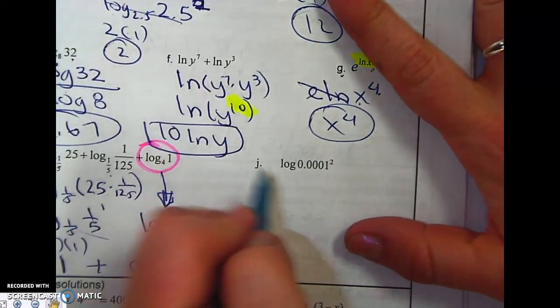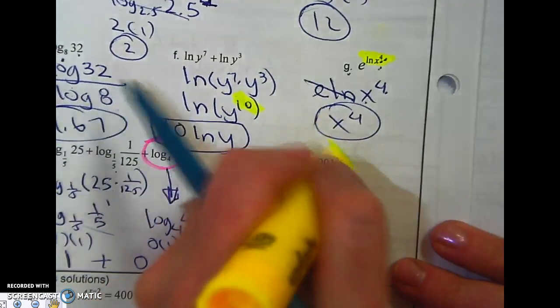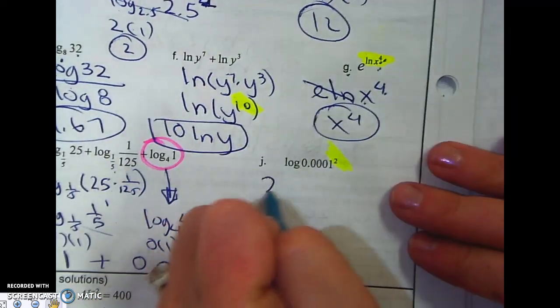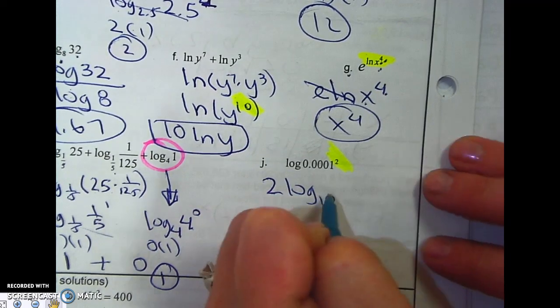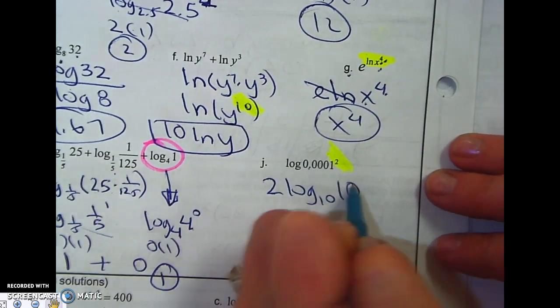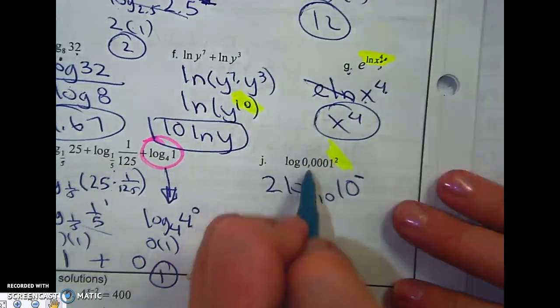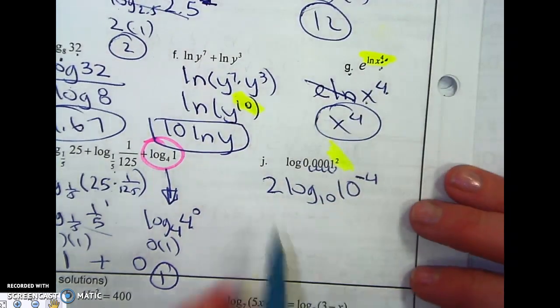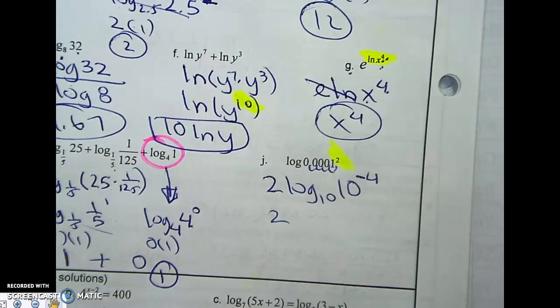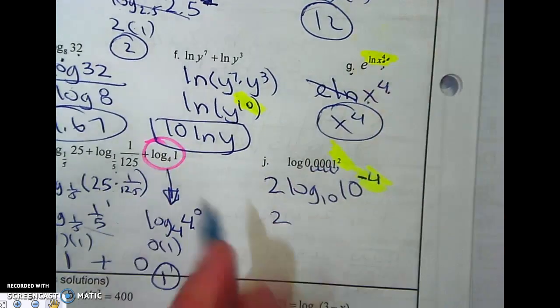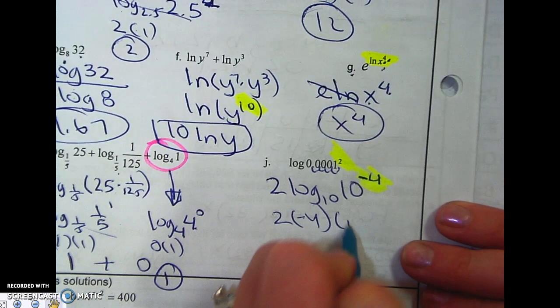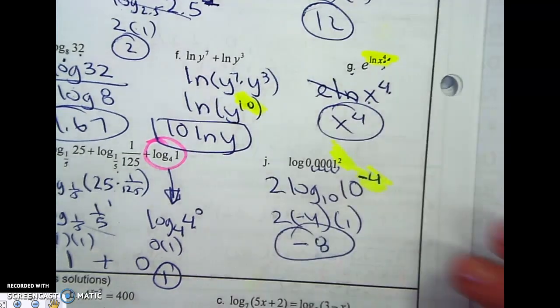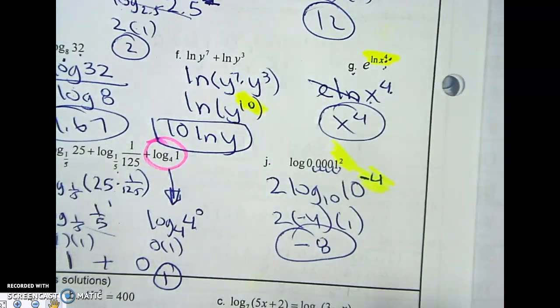So for this problem right here, little turns big. And I'm going to throw a base 10 in there. And I know that if that's a decimal, it's going to be negative, and I just count the number of times. 1, 2, 3, 4. And then 2, little turns big, and I get -8. Okay?